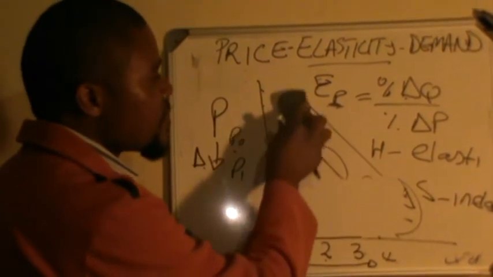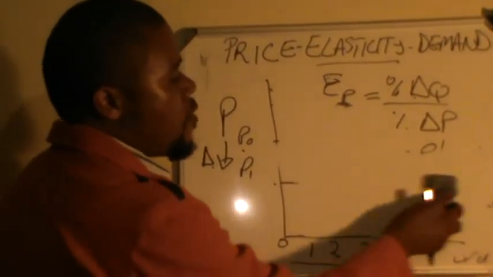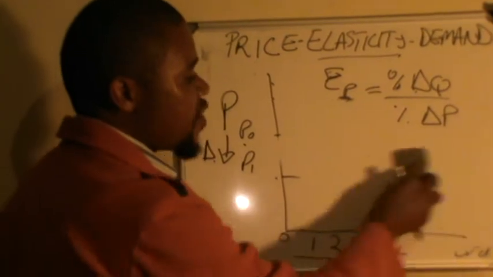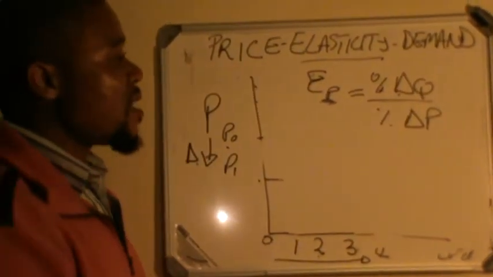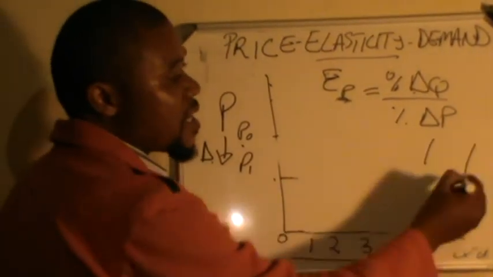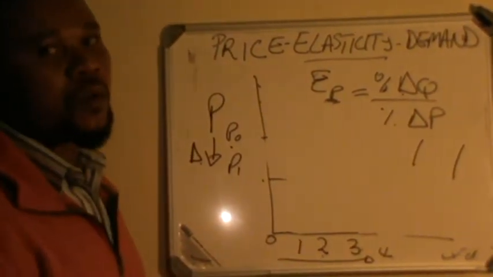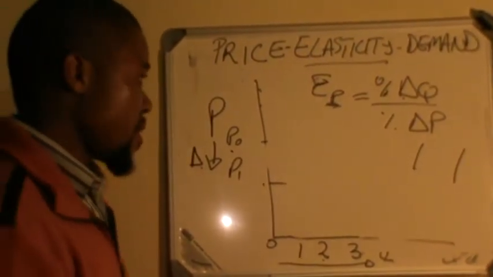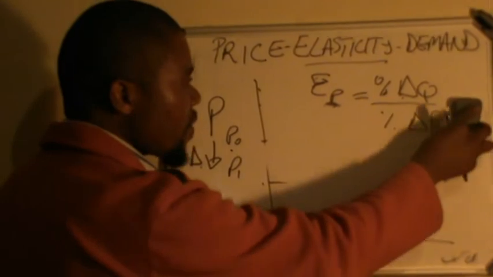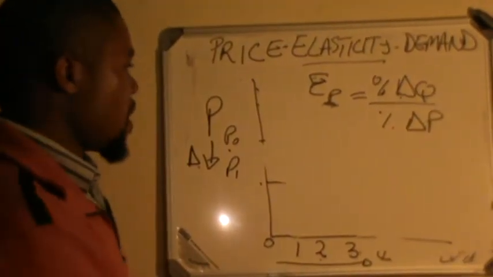Now let's work out an example of how we would measure. And by the way, when we work out price elasticity of demand, we always measure it in absolute terms. So it is never negative, it's always positive. Okay, that's important to remember.